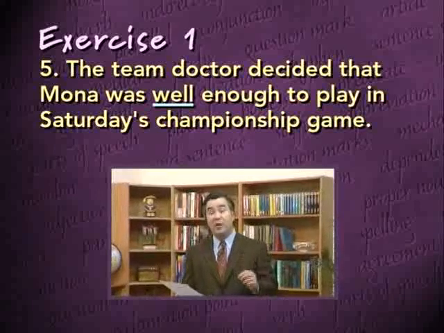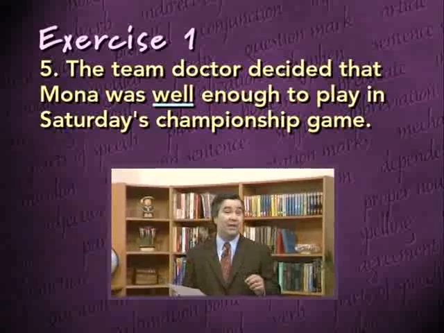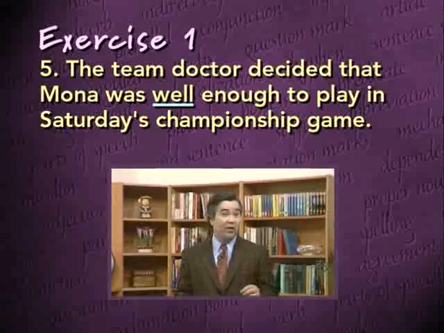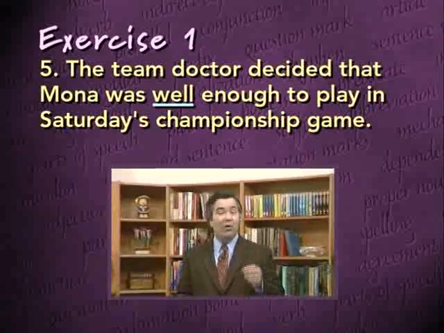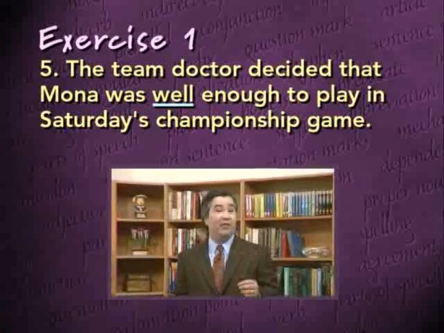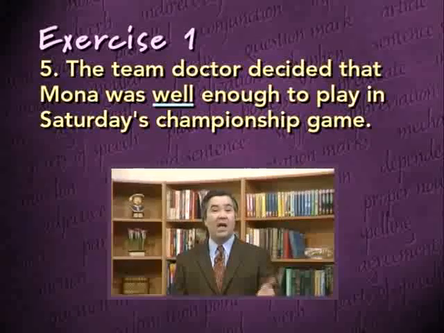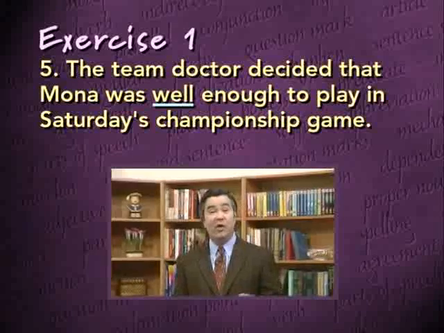What's the nearby verb? The verb is was. And is was an action verb or a linking verb? Well, was is a linking verb. In fact, it's a form of the most common linking verb in English, the verb to be.